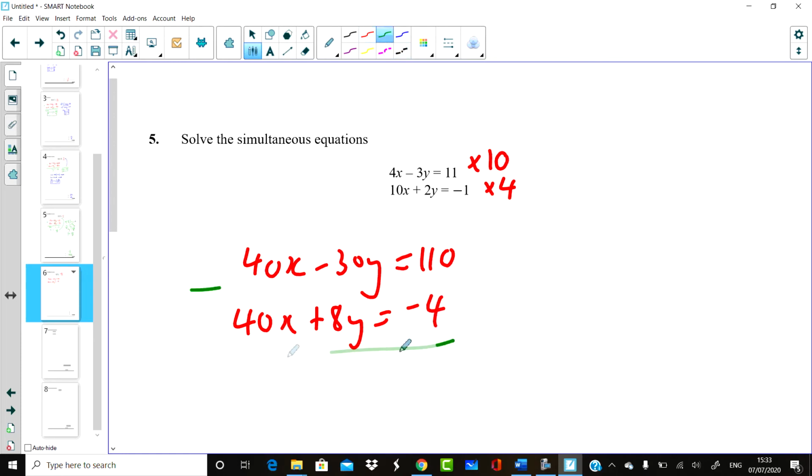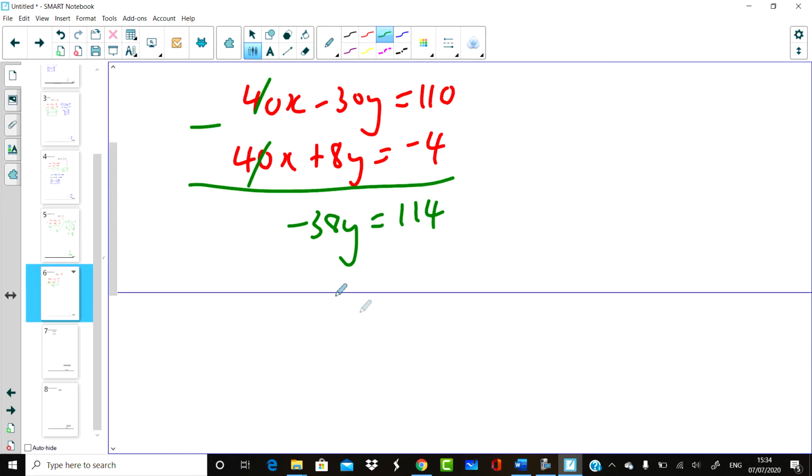Then we can subtract these equations to eliminate the x term. Those cancel out. We have negative 30 take away 8, so that's negative 38y. We have 110 take away negative 4, so with the 2 negatives that's 110 plus 4, so we end up with 114. Over here we can divide both sides by negative 38. So 114 divided by minus 38 gives negative 3. So y is equal to negative 3.